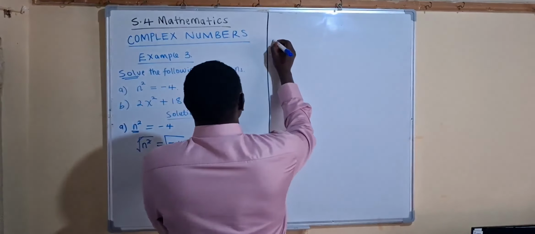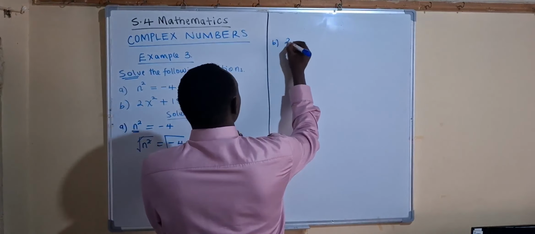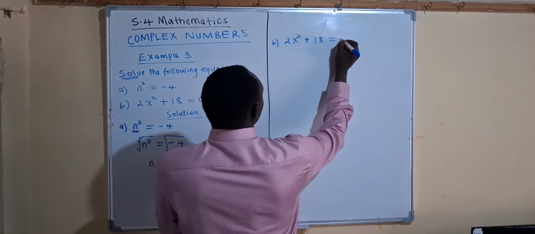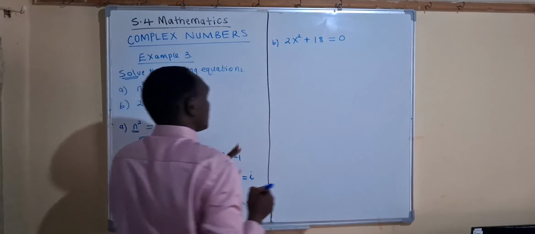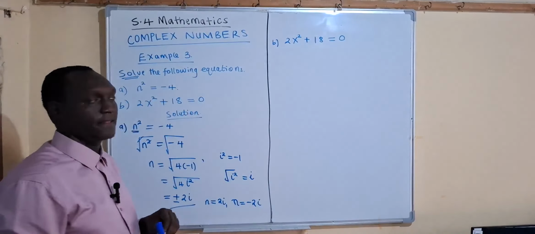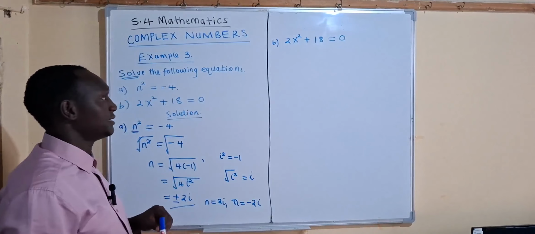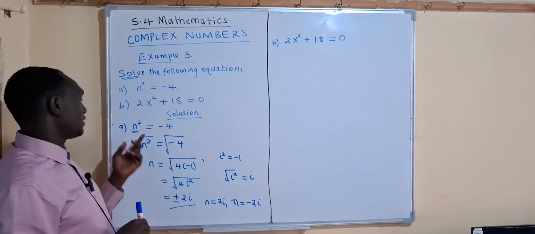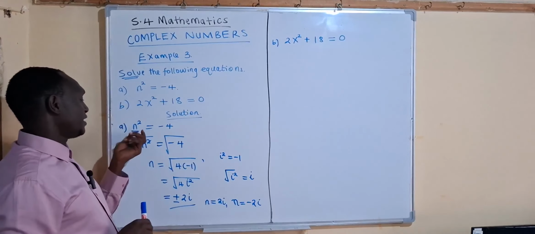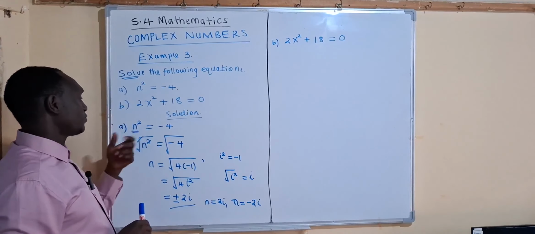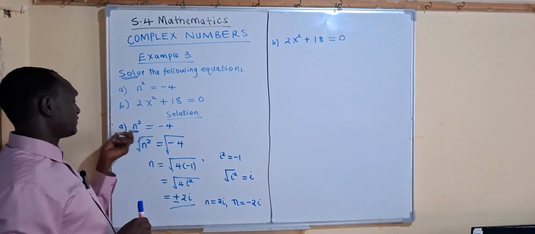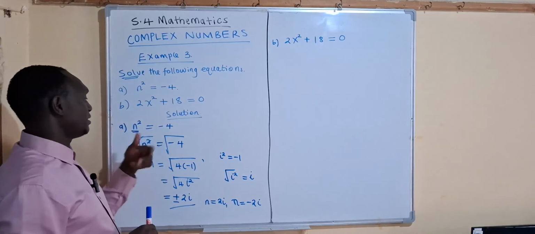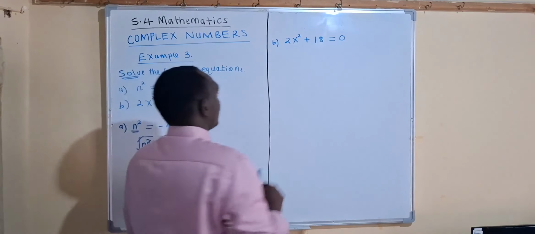So for part B, we have 2x squared plus 18 equals 0. The solution here, as we have said, are the values of x that are going to make this equation equal to 0. And for part A, the values of n are those that are going to make the left hand side the same as the right hand side, which is -4.